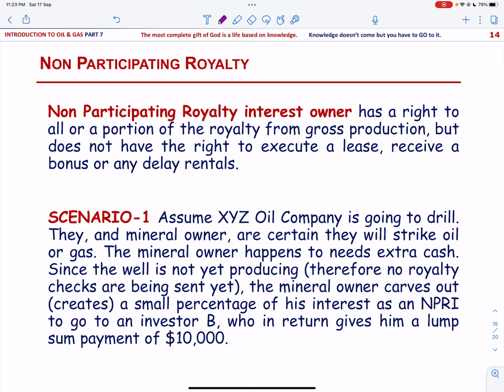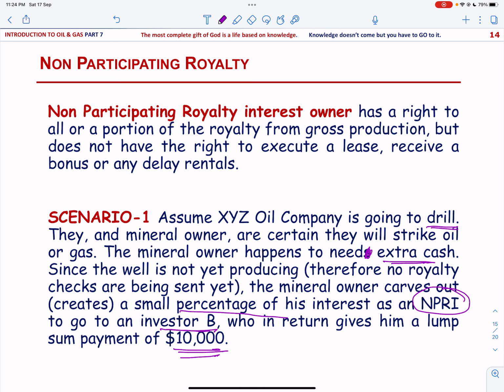Assume XYZ oil company is going to drill. They and the mineral owner are certain they will strike oil or gas. The mineral owner happens to need extra cash, and since the well is not yet producing, no royalty checks are being sent. The mineral owner carves out a small percentage of his interest as a non-participating royalty interest to go to an investor B, who in return gives him a lump sum payment of $10,000.